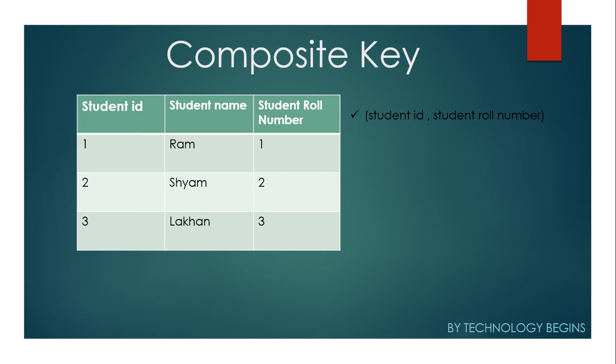And this is composite key. More than one attribute is used to uniquely identify a row from the table. Here is the composite key: student ID and student roll number. Using this we can uniquely identify the unique row or data from the table.